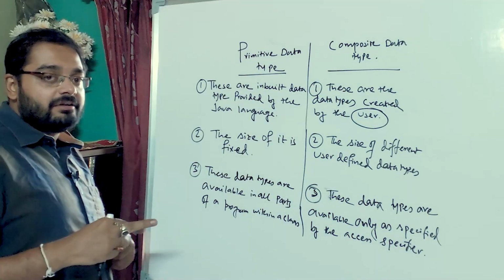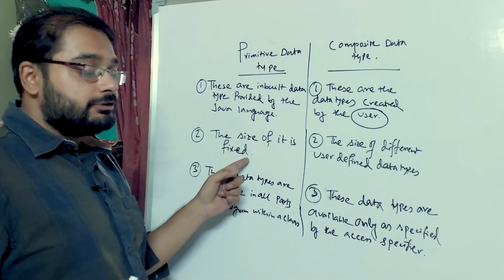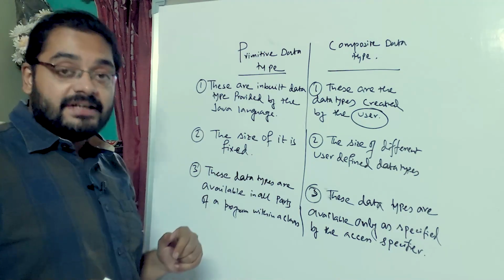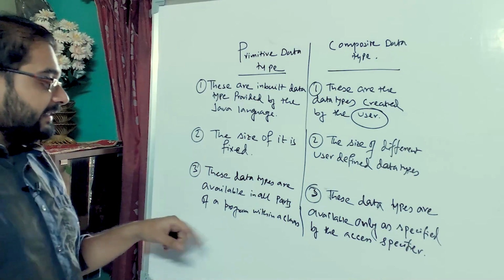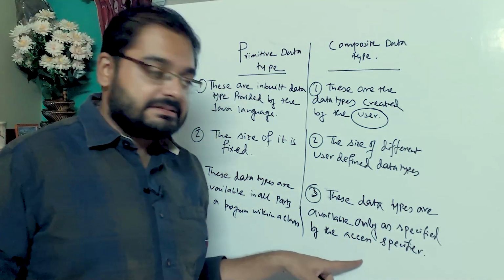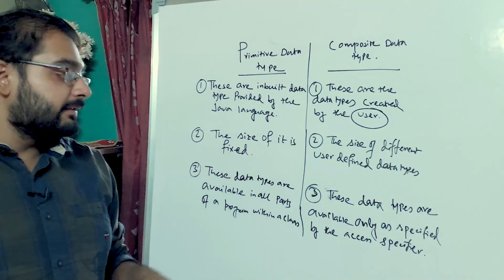The second point of the difference is the size. It is fixed for primitive types and different for composite types. These data types are available in the part of a program within a class, and these data types are available only through the access specifier.